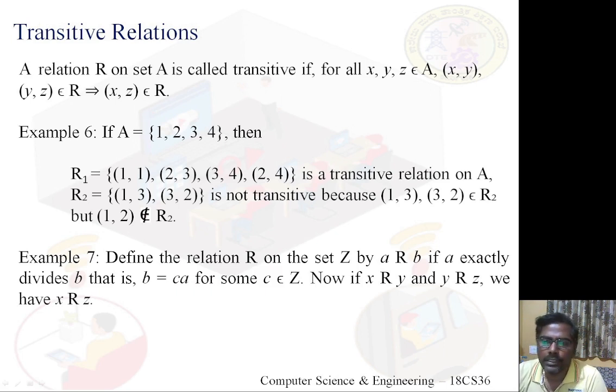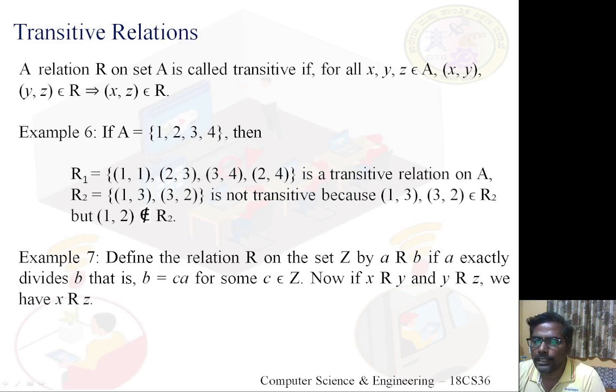Now let me analyze whether R2 is transitive. In R2 there is pair 1 comma 3 and pair 3 comma 2, but we don't have pair 1 comma 2, so it is not transitive. I repeat, in R2 we have pairs 1, 3 and 3, 2, but we don't have pair 1, 2. So R2 is not transitive.